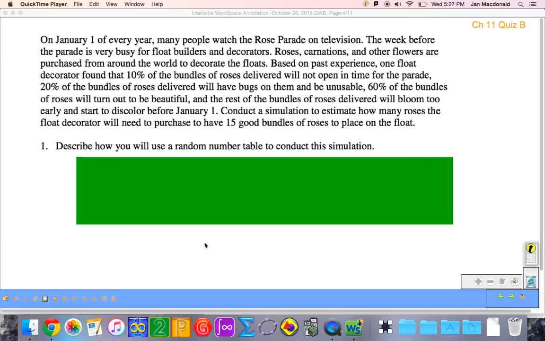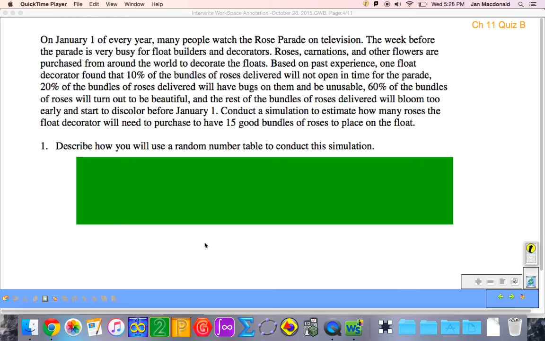60% of the bundles of roses will turn out to be beautiful, and the rest of the bundles of roses delivered will bloom too early and start to discolor before January 1st. Conduct a simulation to estimate how many roses the float decorator will need to purchase to have 15 good bundles of roses to place on the float.